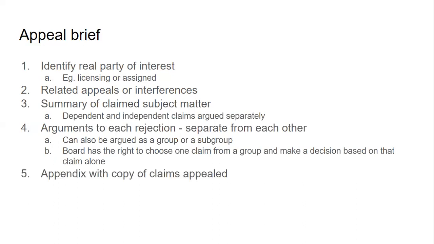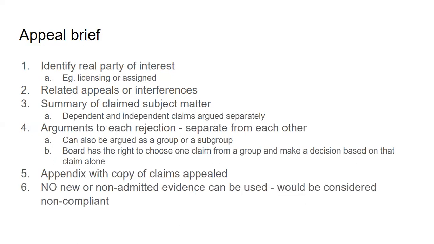And then it also needs to include an appendix with a copy of the claims appealed. And then no new or non-admitted evidence can be used. So that would make it a non-compliant appeal brief. So any non-admitted, that could be something where an amendment was filed, but it wasn't entered by the examiner. That can't be brought up in the appeal brief. And then any evidence, it has to be entered by the examiner in order to be discussed here.